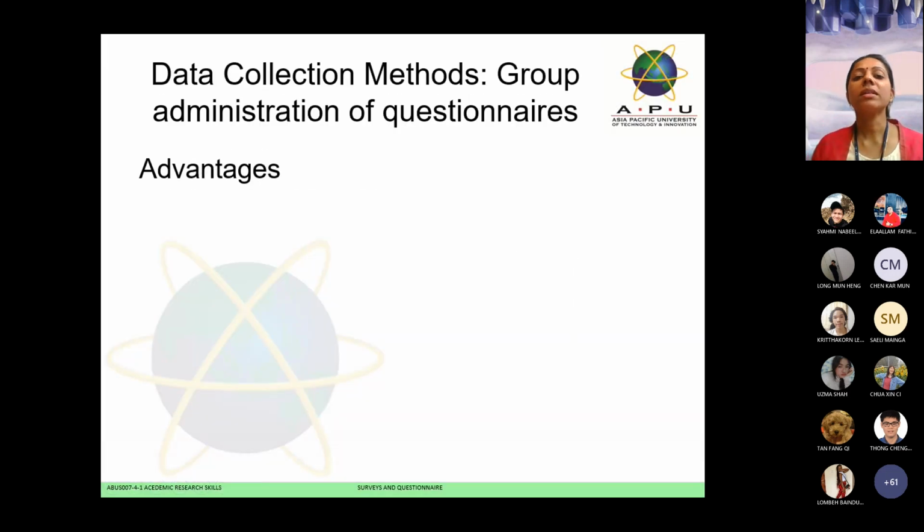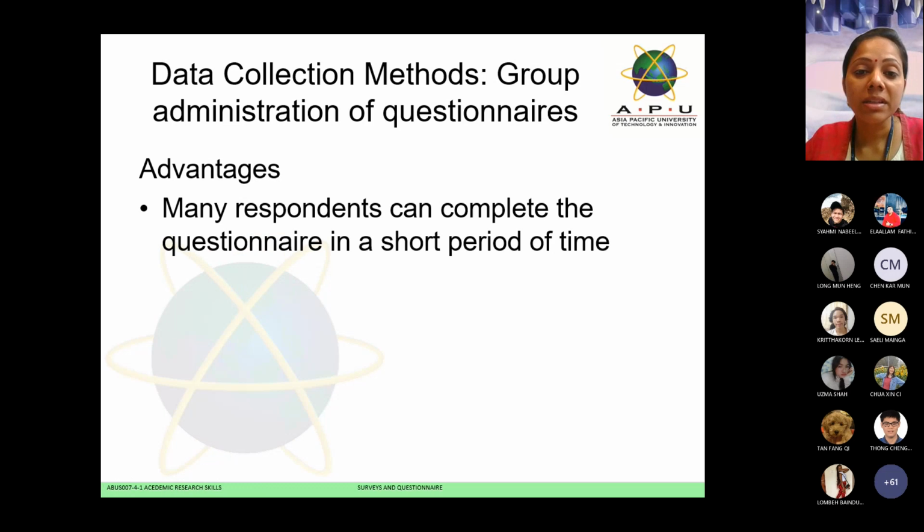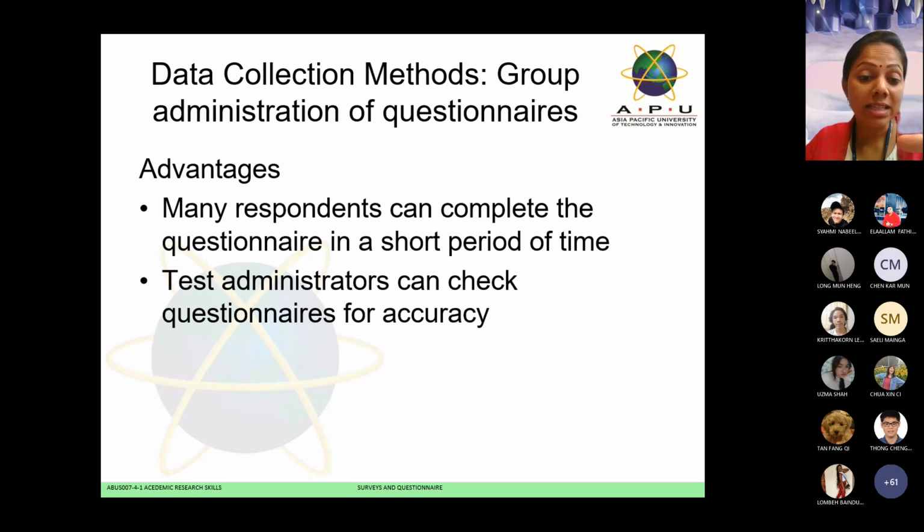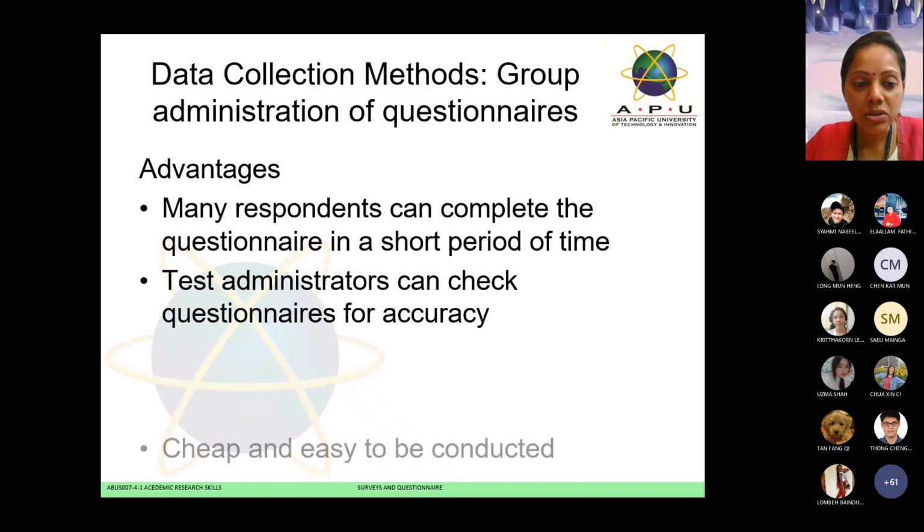So what are the advantages? You know what is a group administration questionnaire? Like the group assignment that you're going to do, that's a group administration questionnaire because you're going to get many respondents. So what are the good things about questionnaire? You can get many respondents in a very short period of time. We don't have test administrators, because you're going to do an online survey. Test administrators are only needed if you're doing a physical survey, where you distribute the paper and put your participants in front of you. Only in that situation maybe you have a test administrator, otherwise you don't, okay?